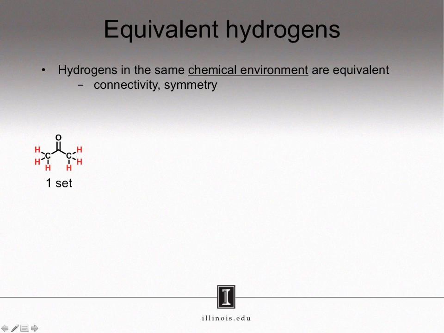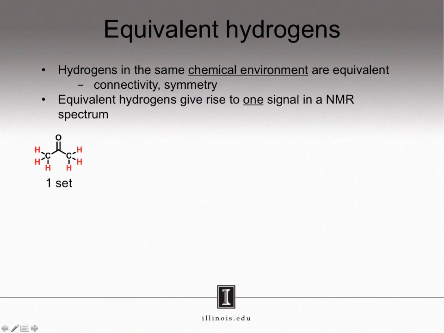When we talk about equivalent hydrogens, we are talking about hydrogens in the same chemical environment. One way to describe chemical environment is by connectivity, in other words, what atoms are connected to these hydrogens, and symmetry. Equivalent hydrogens give rise to one signal in an NMR spectrum. For example, if I have 4 hydrogens that are chemically equivalent, I would see only one signal for those 4 hydrogens. For some examples, let us begin by examining this structure here on the left.